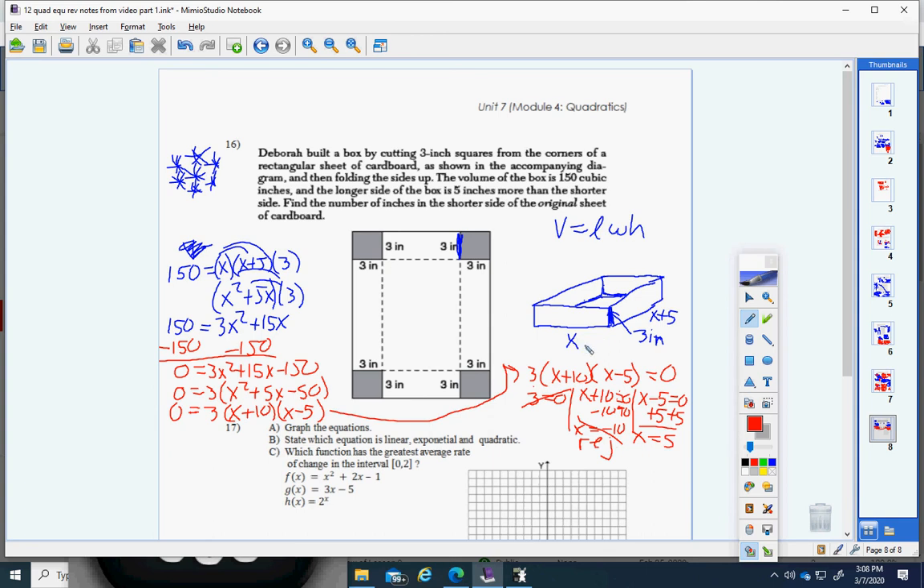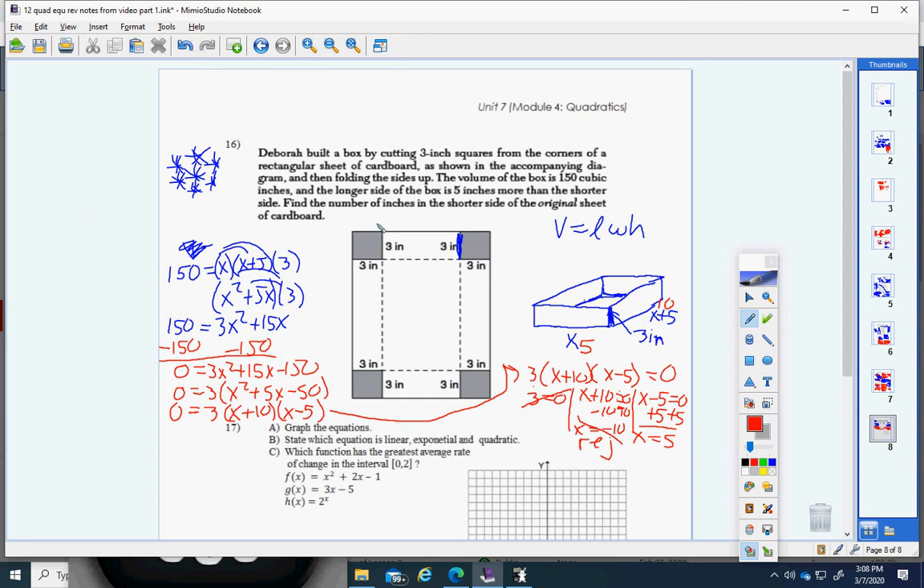So I'm going to go back up to the box I drew. This is a 5, this is a 10, because 5 plus 5 is 10. If I were to multiply it, 5 times 10 times 3. I'm going to do the 5 times 3 is 15. 15 times 10 is 150. And yeah, they told me that the volume is 150. So I'm confident that my numbers are correct. But let's answer the question.